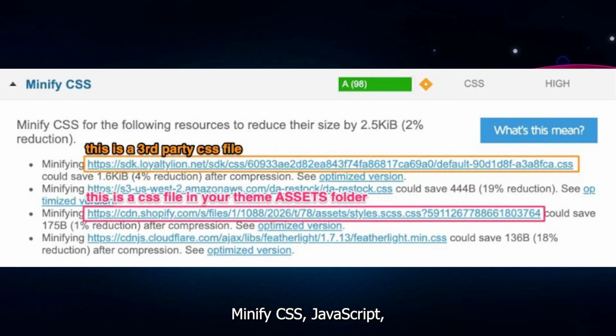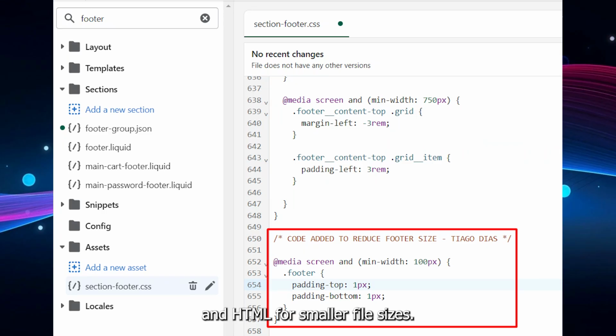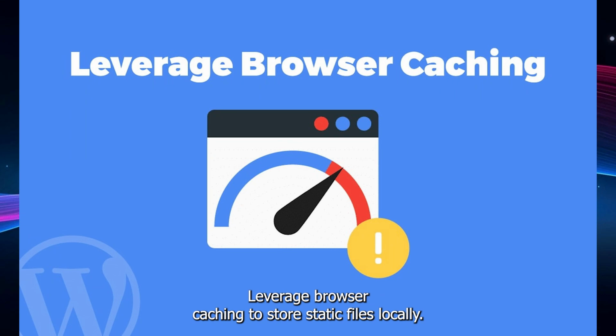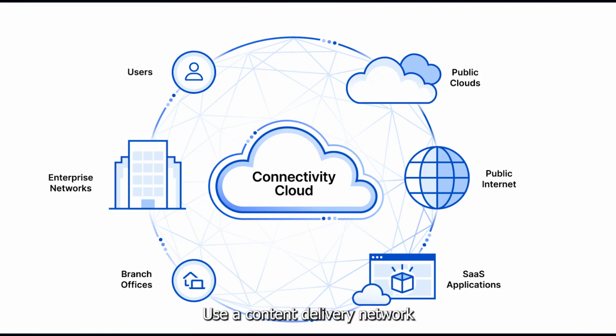Minify CSS, JavaScript, and HTML for smaller file sizes. Use lazy loading for images and videos to improve page speed. Leverage browser caching to store static files locally. Use a content delivery network for faster global asset delivery.